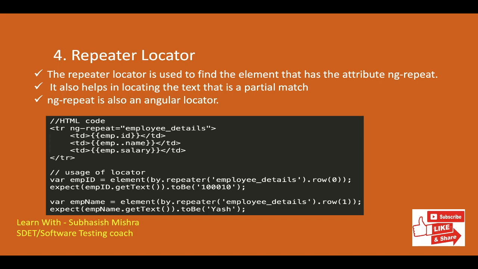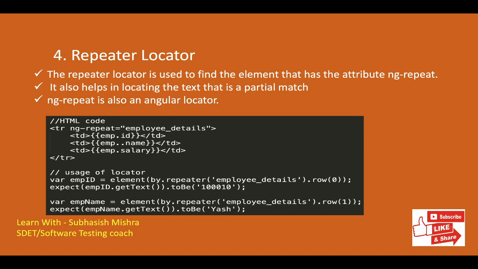How to use it? So here you can see the HTML code. So tr represents row and td represents a column. So here we have one row having 3 columns: employee ID, employee name and salary. ID is the first column, second column is name and third column is salary. If you want to get the value of employee ID or name, we can use repeater locator.